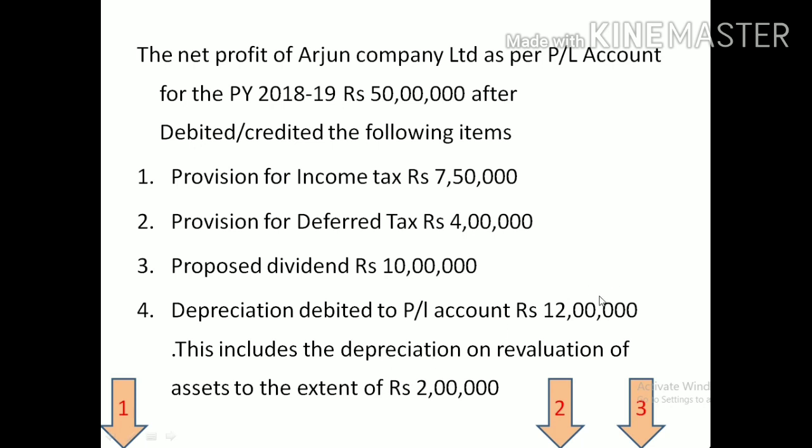If not included, you should add 12 lakh to 2 lakh, then you should take. But here they have given directly what? Includes. Okay, but in case they have not mentioned whether it includes or excludes, in that situation you should assume that the 12 lakh includes it.